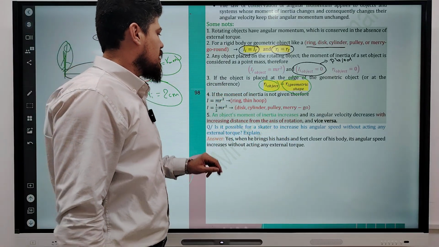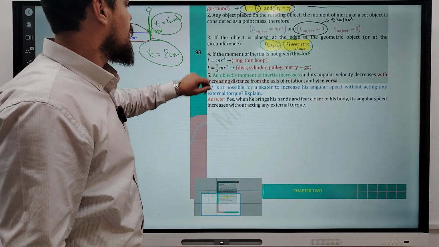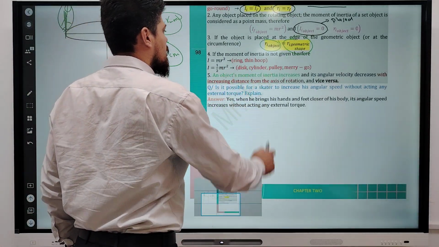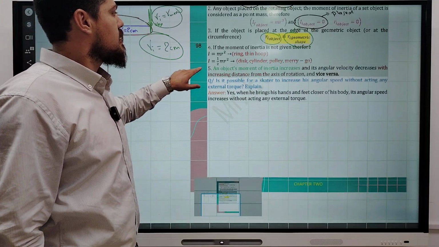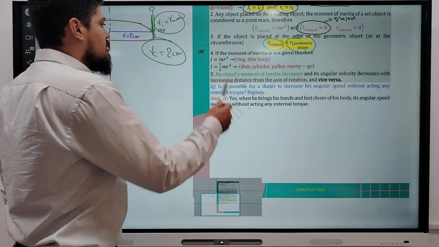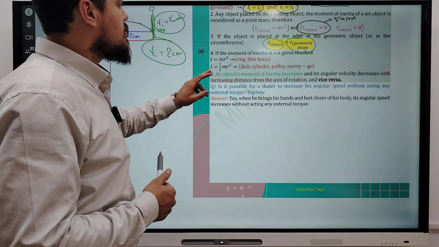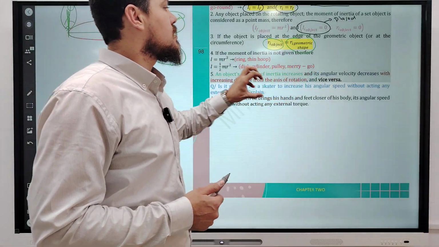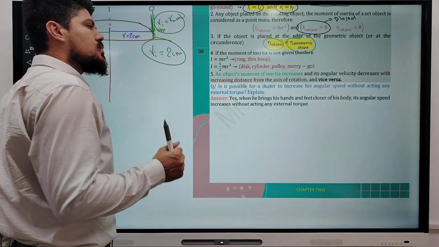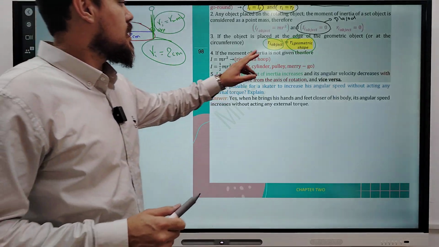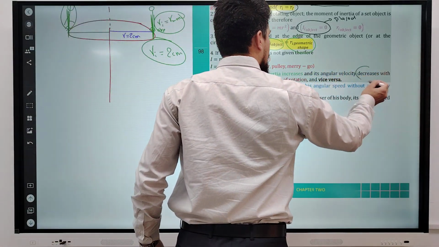If the moment of inertia is not given, then you have to find it. For a ring, pin hook, or bicycle tire, I is equal to mr square. For the D6 cylinder, it is equal to 1 over 2 mr square. An object's moment of inertia increases and its angular velocity decreases with increasing distance from the axis of rotation, and vice versa. When the moment of inertia increases, what happens to the angular speed?